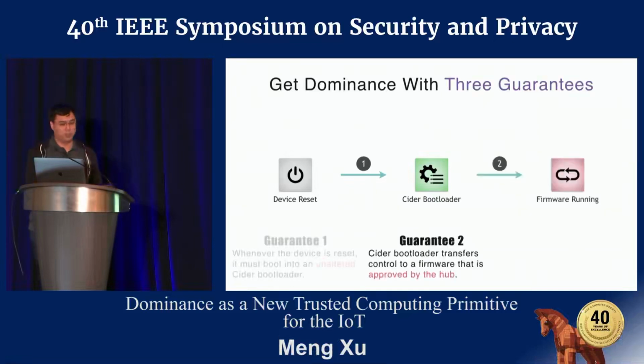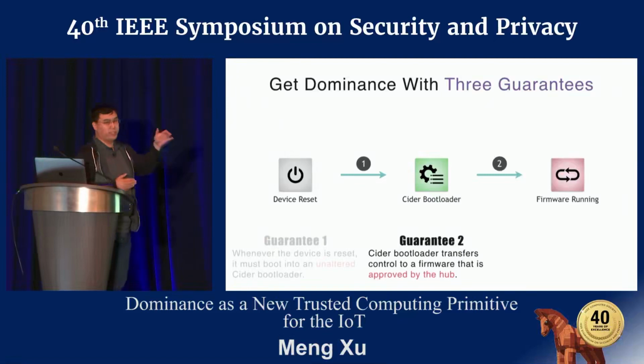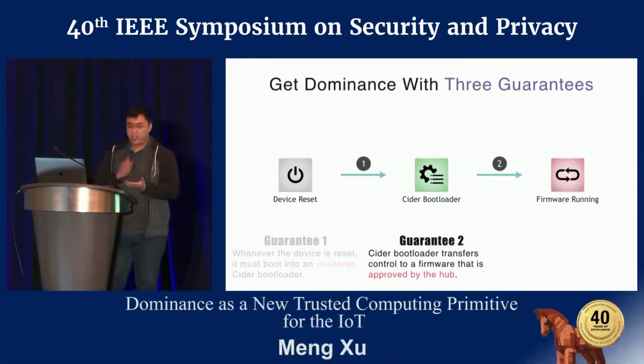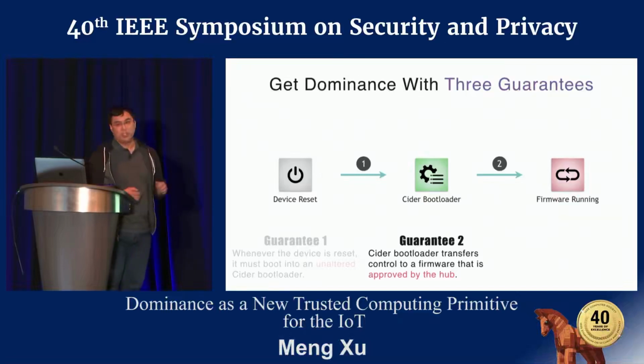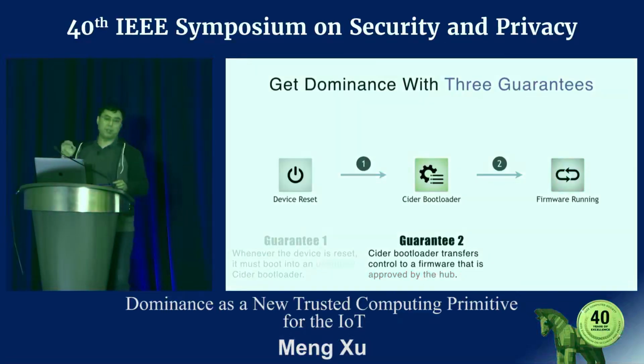Even compromised firmware. And the second guarantee says that when this bootloader finishes bootloading the firmware, it will always transfer the control to a firmware that is actually approved by the hub. Which means that if the bootloader finds that the firmware is not actually what the hub wants, it will go to the hub, download a patch, flash the firmware, and boot it.